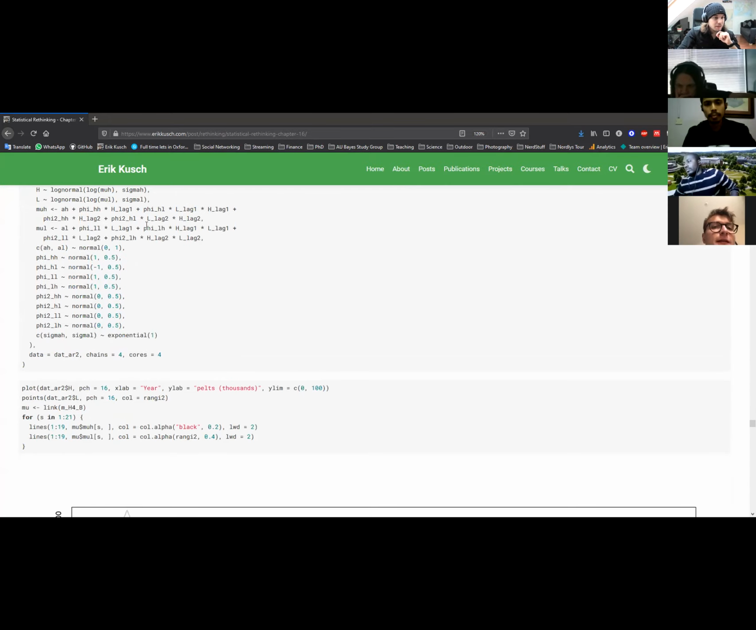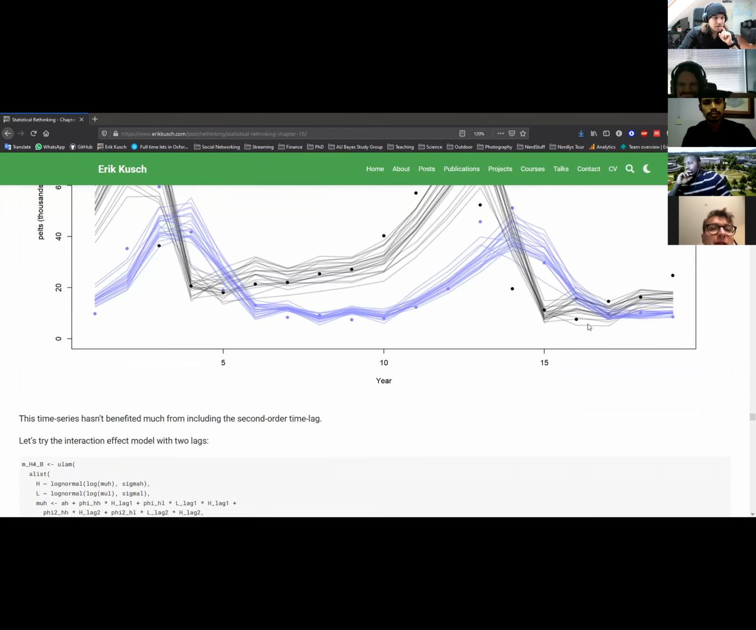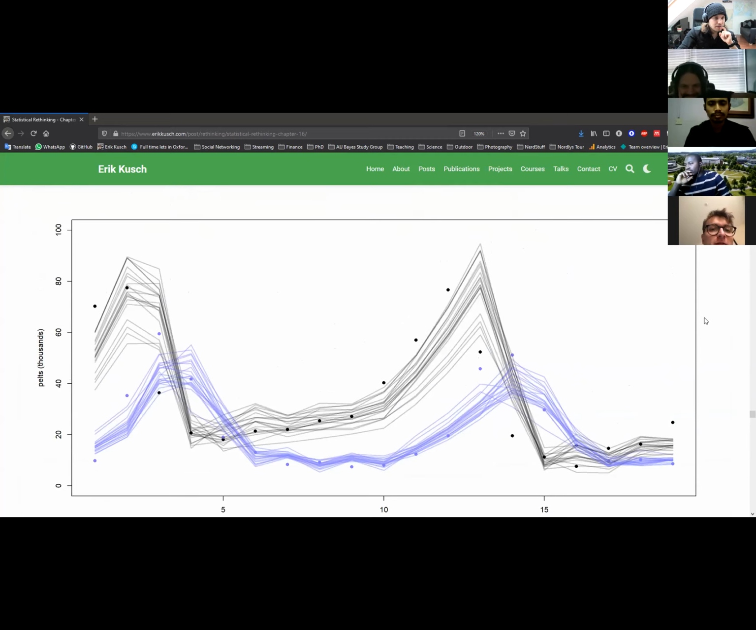Now Eric, we do you the same. You keep insulting your graphs. That's all you end up doing. You just keep insulting your beautiful graphs. Yeah. I learned from McElreath: fuck the numbers, look at the graphs.